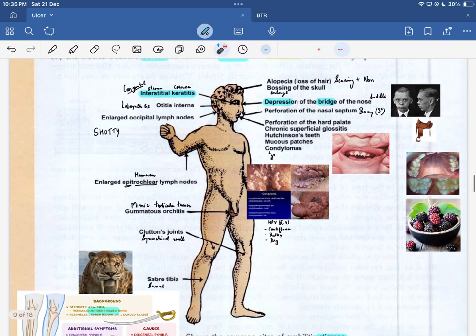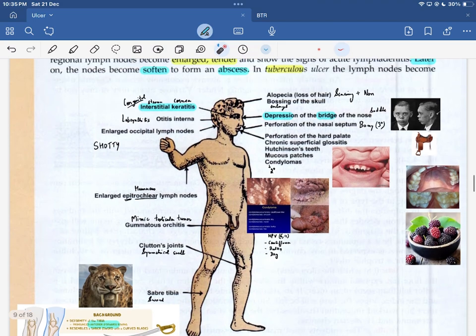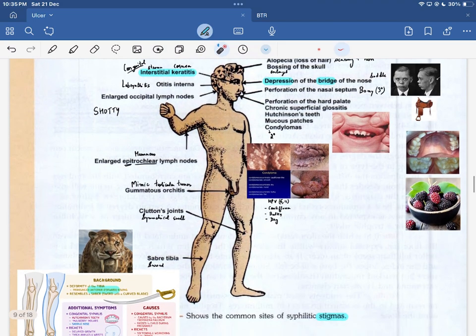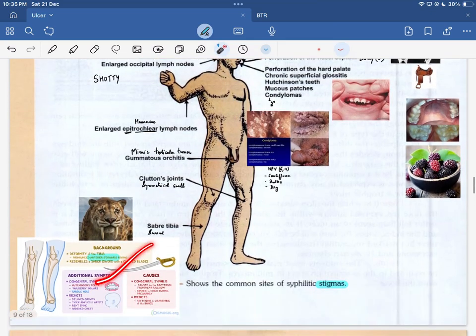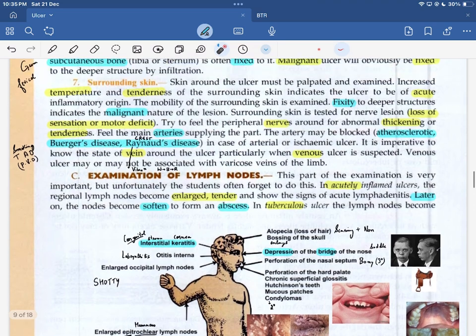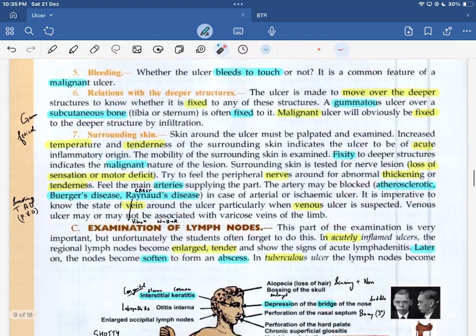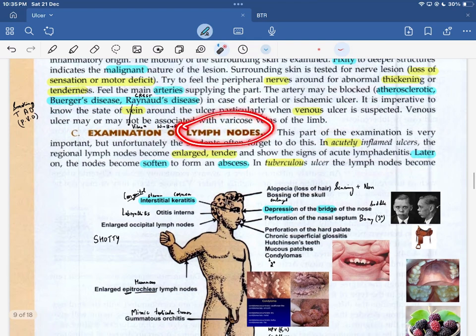So this is the stigmata of syphilis, and I'm going to be teaching this in a separate video, but it's associated here only, right? It's beautiful to learn about syphilis, and I've included all of this. I will teach it in a later video. So first things first, we have completed our examination of the ulcer, the inspection, the palpation, but we're going to be doing the lymph nodes now because they're heavily associated with this.